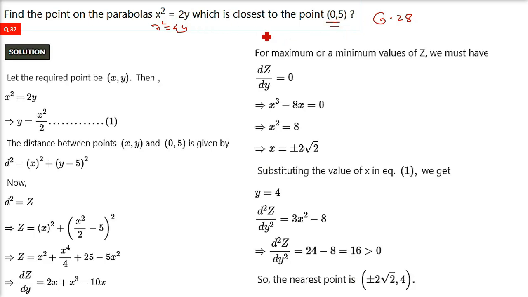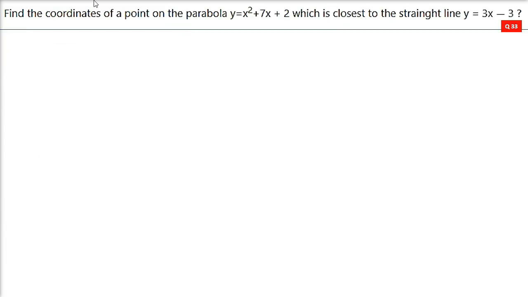Okay, and these are the solutions, and I strongly recommend that you solve this by yourself. Any problem, then refer to these solutions, otherwise not. And this question we are going to take in the next discussion.